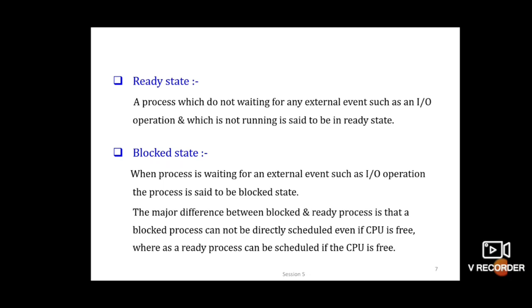Understood, students? These three states are asked in the board exam for 3 marks, and this question is asked many times: running state, ready state and block state. Understood, students? Now this is the end of session 5. Thank you.